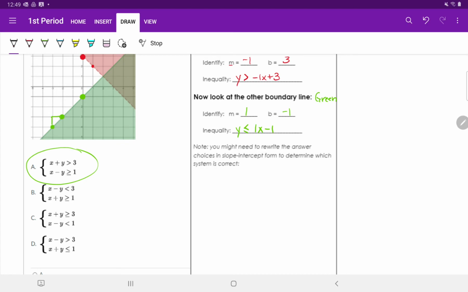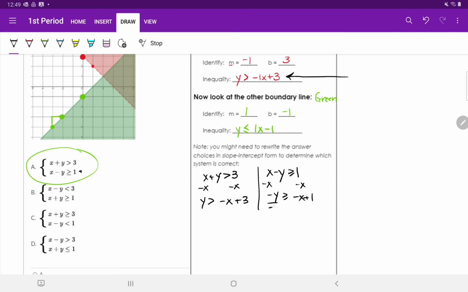So part A says x plus y is greater than 3. If I were to get y by itself on the left, I would subtract x from both sides. So that would be y is greater than -x plus 3. Well, that's looking promising because that's what I have here. Let's test the other side of it, which said x minus y is greater than or equal to 1. So now I'm looking at this one. If I subtract x from both sides, I get -y is greater than or equal to -x plus 1.